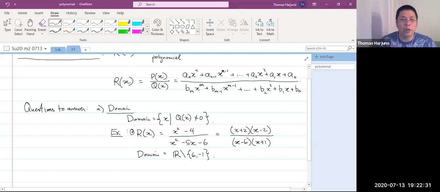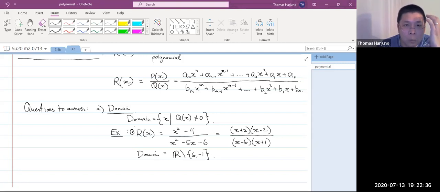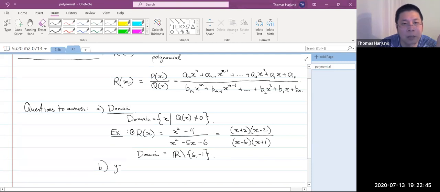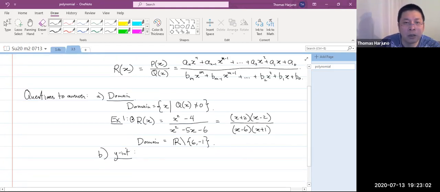I will do the following. I will do more topics. Right now I did the domain and the example, and then I will do more topics. For example, the next topic I will do is the y-intercept. And then I will apply this y-intercept to example 1 and example 2. I give you another example, okay?